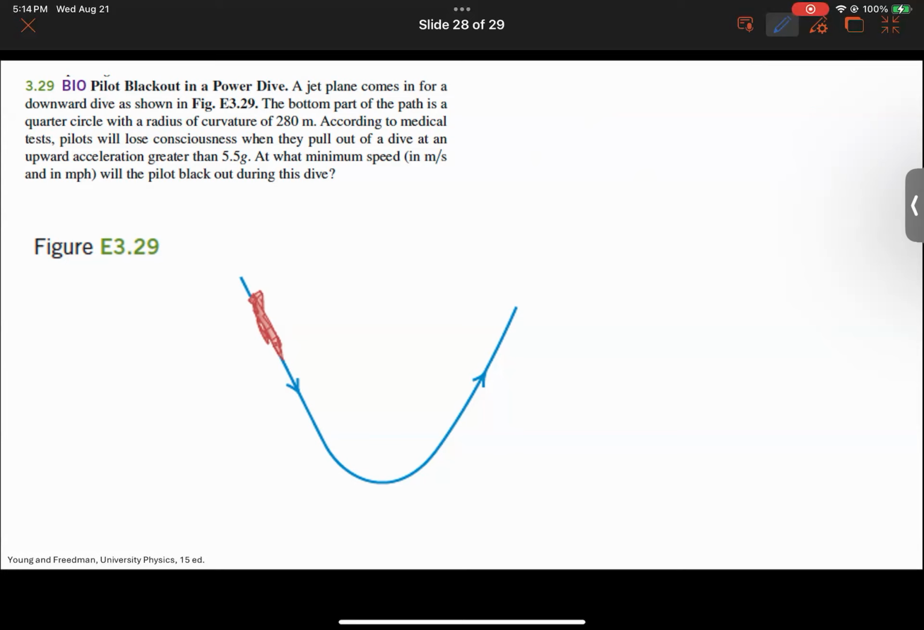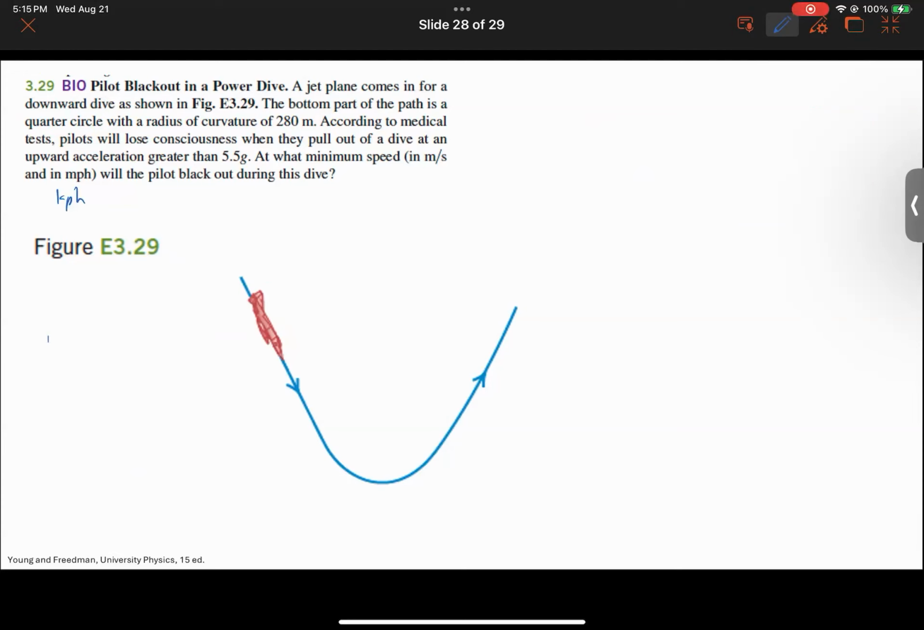According to medical tests, pilot will lose consciousness when they pull out of a dive at an upward acceleration greater than 5.5 g. What minimum speed in meters per second and miles per hour? Dati natin ito ng kilometers per hour kasi mas familiar tayo dun sa units na yun. Okay, will the pilot black out during this dive?